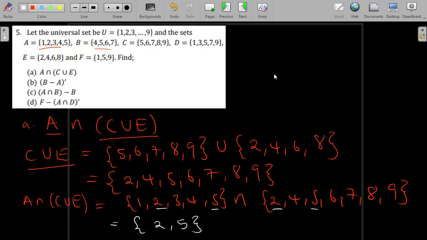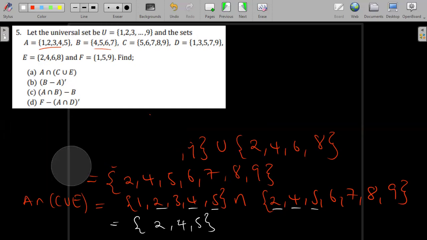And 4. Oh yes, and 4. I missed that one out. So 4 as well. So I have 4 there and 5. So these 3 here are going to sit in the intersection. So we see that 4 is here and 4 is there. Almost missed that one out. All right, thank you. So we can move on to part B.